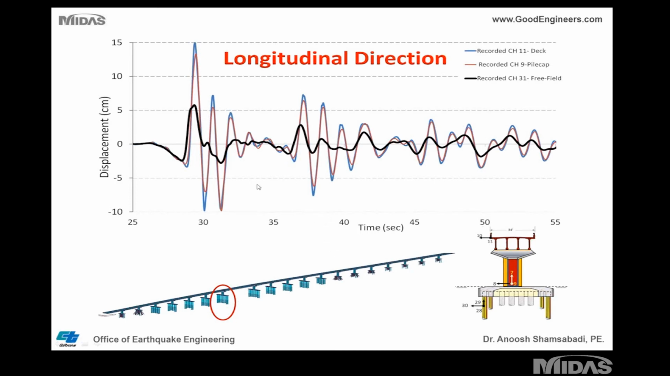Now looking at the recorded motion, especially if you look at channel 9 and channel 11, it appears that, first of all, they move in phase, and it appears that we almost have a rigid motion between the bottom of the column and the top of the superstructure. That means it pretty much moved in phase. That's in the longitudinal direction.